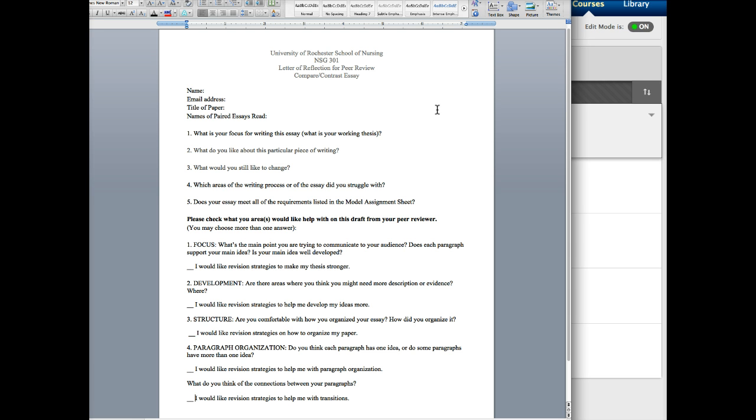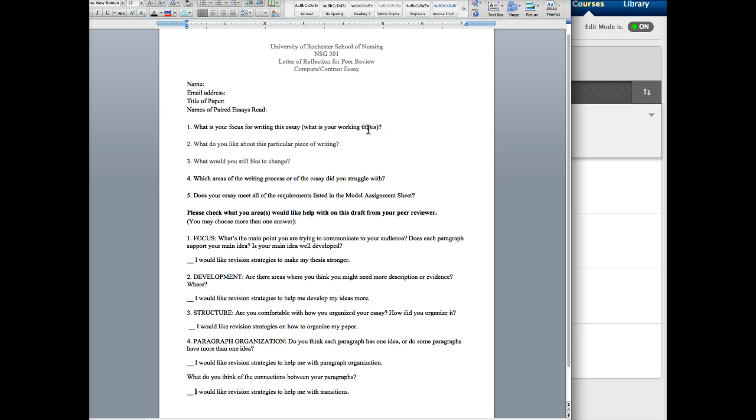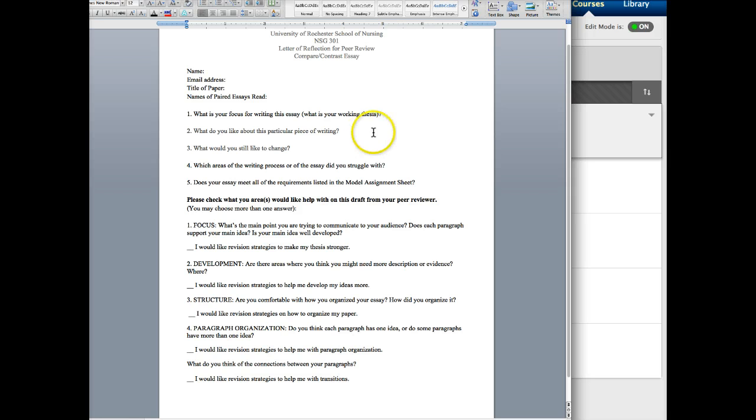So the very first tool that you as the author will use is something called a letter of reflection for peer review. Now, this letter of reflection is basically the information that you are going to give to your peer review partner so that they can see what you think that you've done well and what you really want the peer reviewer to pay attention to.